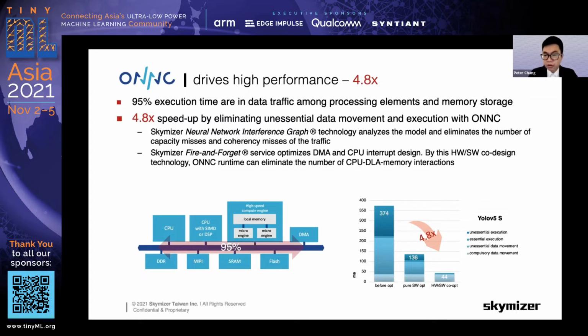When we use YOLO V5 as an example, we just shrink the unessential data movement and unessential data execution. You can see how software optimization could lead to a 4.8 times speed up. And we use our interference graph to figure out which memory could be split, which data traffic could be saved, and we use fire and forget survey to optimize the interrupt mechanism between the deep learning accelerator and CPU.